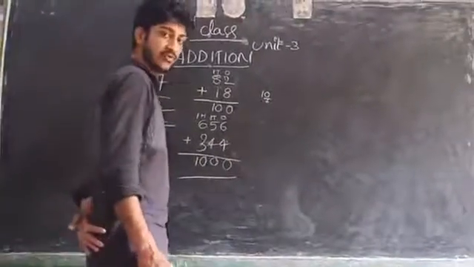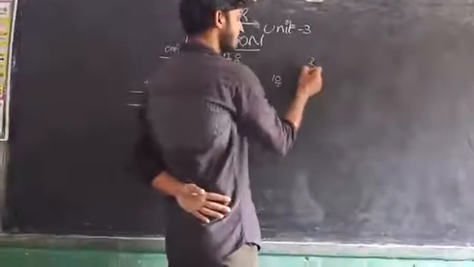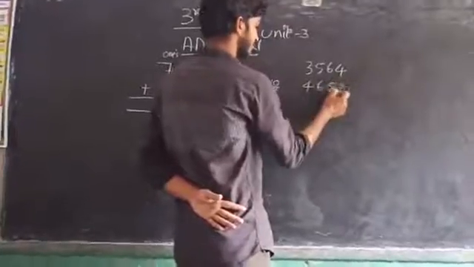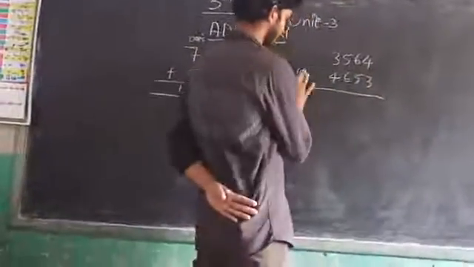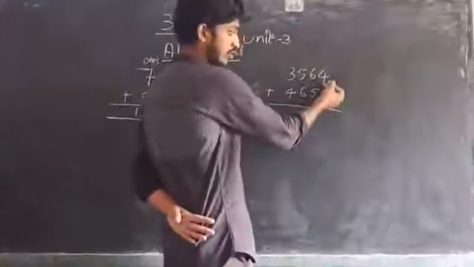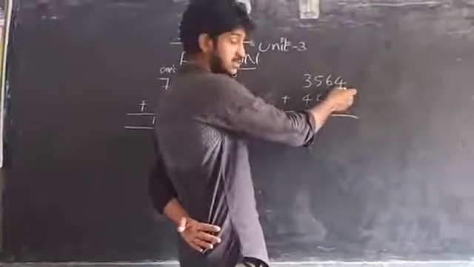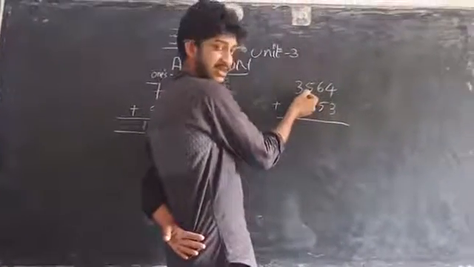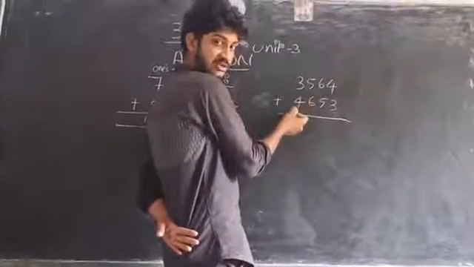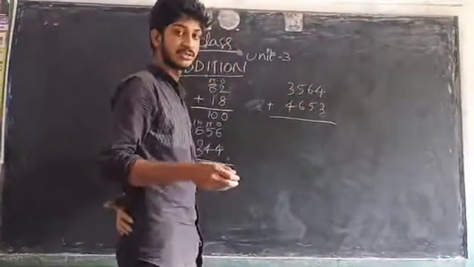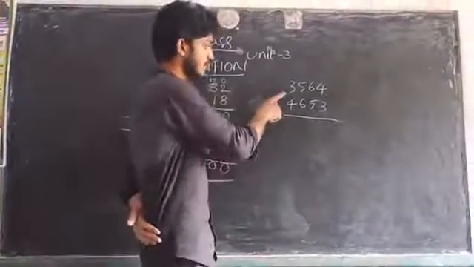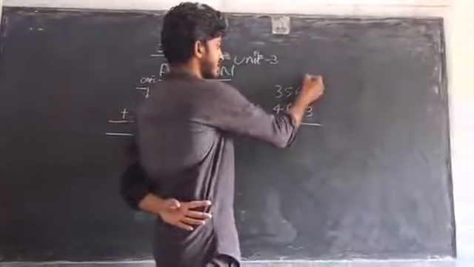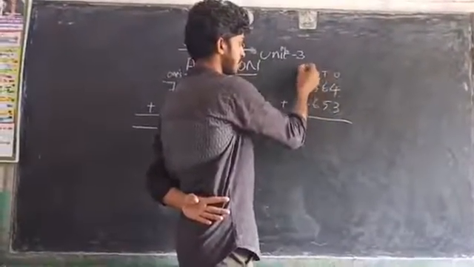Now see carefully, 4 digit numbers. 3564 plus 4653. I am adding this number. In this number the ones place is 4 and in this number the ones place is 3. So ones place under ones place, tens place under tens place, hundreds place under hundreds place, and thousands place under thousands place. We have to place the numbers by their place values.